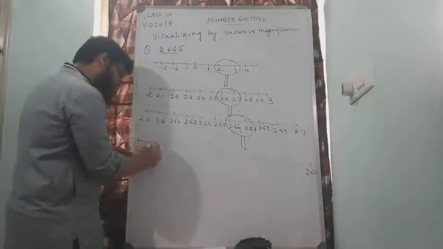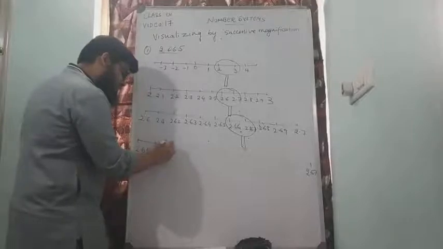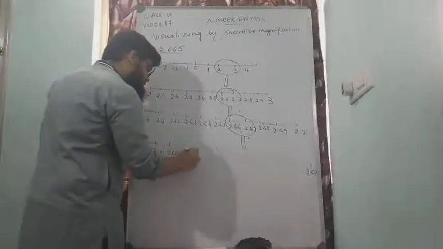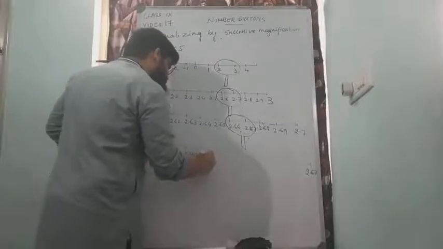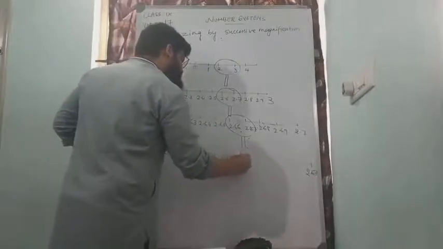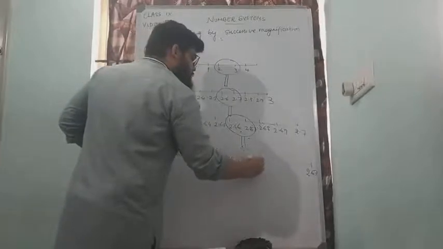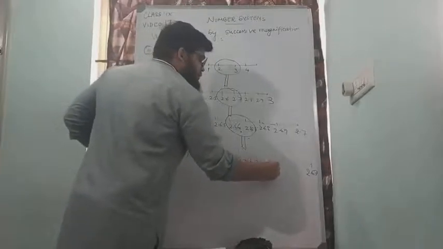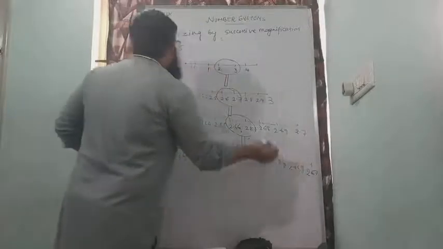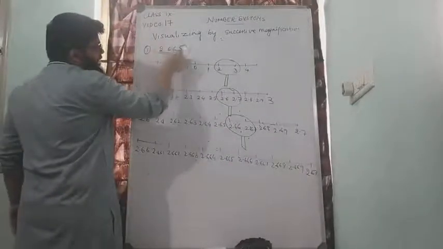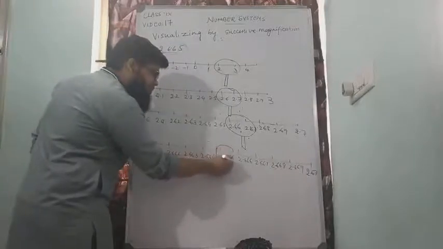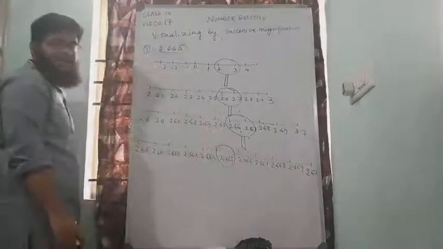So what will come between these? 2.661, 2.662, 2.663, 2.664, 2.665, 2.666, 2.667, 2.668, 2.669, and what should I get in the answer? 2.665. Here I have 2.665, so this is going to be my final answer.